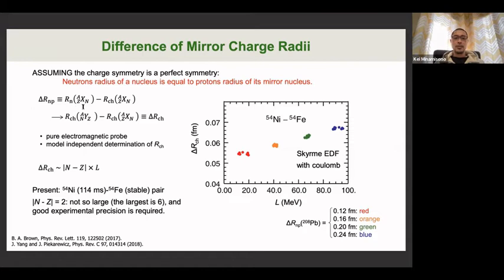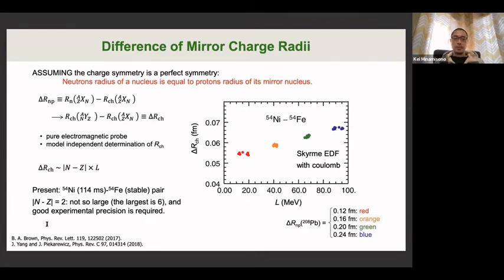Okay, so let's assume the charge symmetry is perfect, and then the neutron radius of a nucleus is equal to the proton radius of its mirror nucleus. So this is the original definition of the neutron skin thickness: the difference of the neutron radius minus the proton charge radius. Now I replace this relation with the difference of the mirror charge radii. So this is an electromagnetic probe, and also we can do a model independent determination of the charge radius.